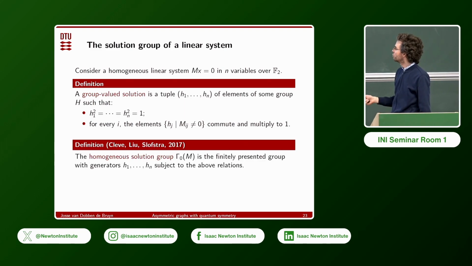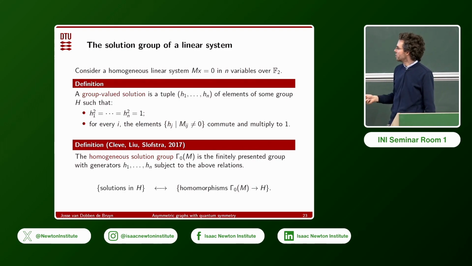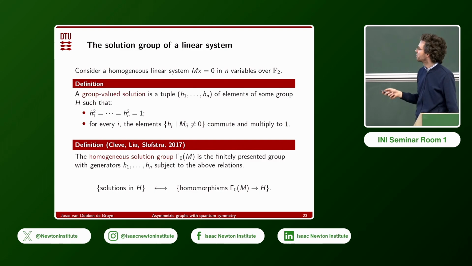And the homogeneous solution group, as defined by Cleve, Liu, and Slofstra, is the finitely presented group with generators h1 up to hn subject to these relations. So it's the universal object that encodes all these group valued solutions.